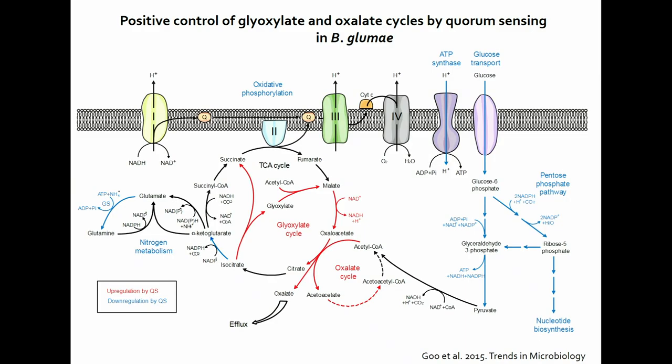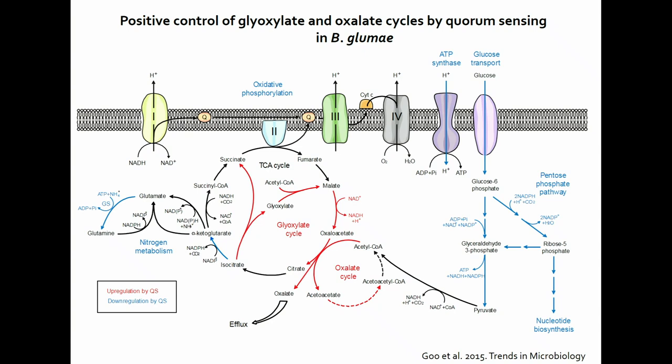Okay, now I want to change my subject to positive control. So I was talking about negative control. Now I want to talk about positive control by quorum sensing in P. gloriae. Okay, so this is the TCA cycle again.